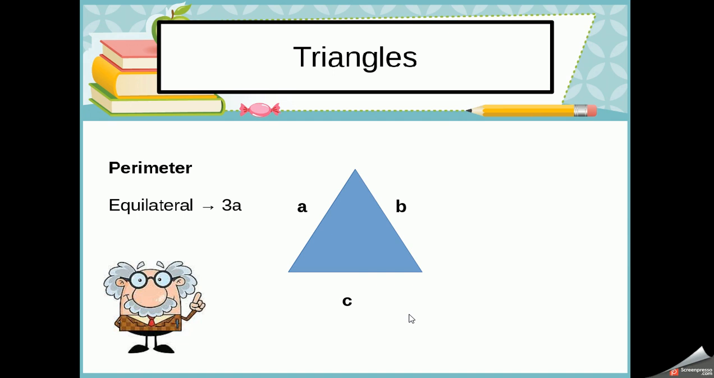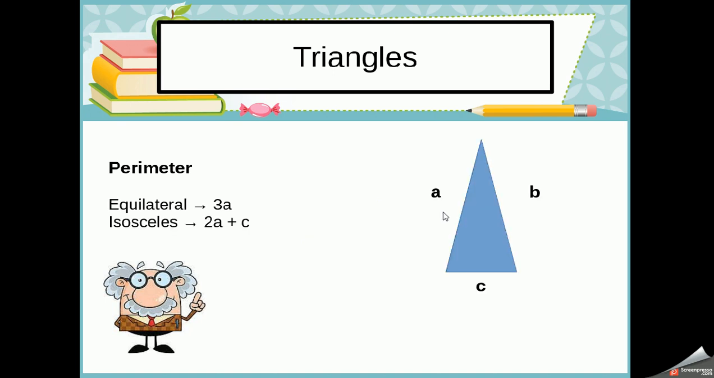So the perimeter of a triangle, well, simply, if it's an equilateral triangle, we just can multiply one of the sides by 3 because we know they're all the same length. So in this case, if we've got a triangle with sides A, B, and C, because it's equilateral, all these 3 are the same. So I could just simply multiply one of the sides by 3, and I've got the perimeter, the distance around the outside.